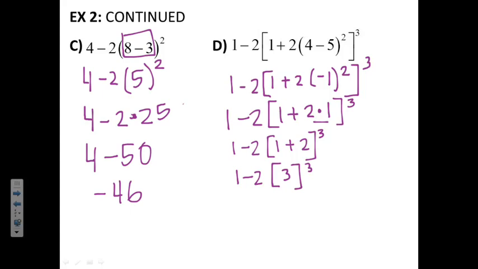and I'm now going to finally take care of that exponent. So I have 3 cubed, which is 3 times 3 times 3, and that's 27. I can drop the bracket since there's nothing left to do, and when I drop it I put a multiplication. And now I'm going to do that multiplication before the subtraction, so I have 1 minus 54. I subtract those to get negative 53.